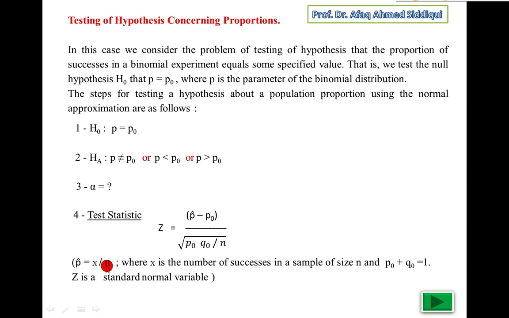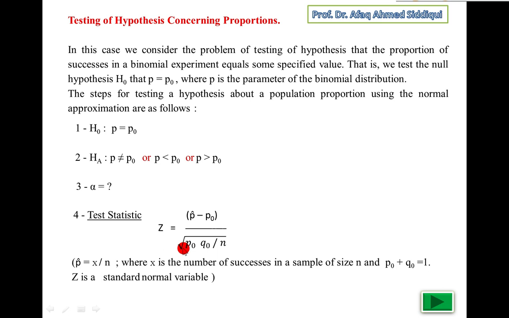X is the number of successes and n is the total sample size, where x is the number of successes in a sample of size n. So this is the sample proportion, this is the population. In the mean, we write here x bar minus mu naught, divided by sigma upon root n.